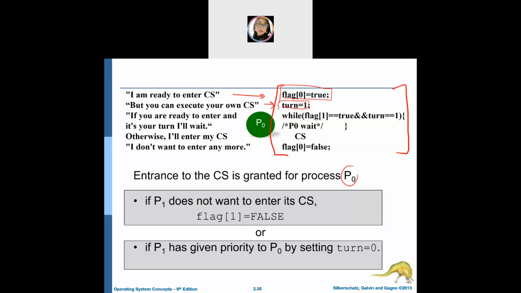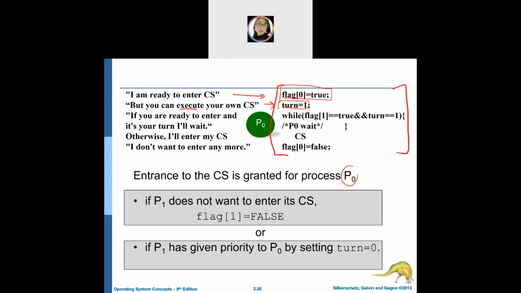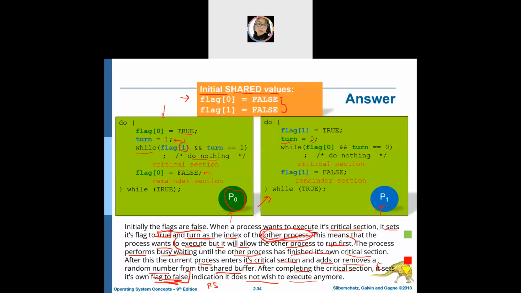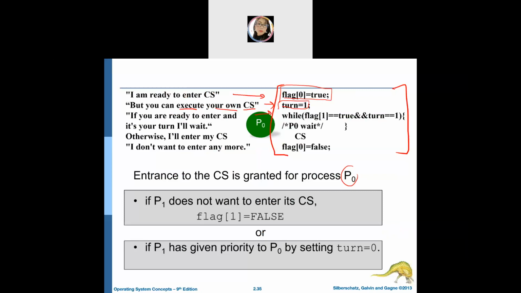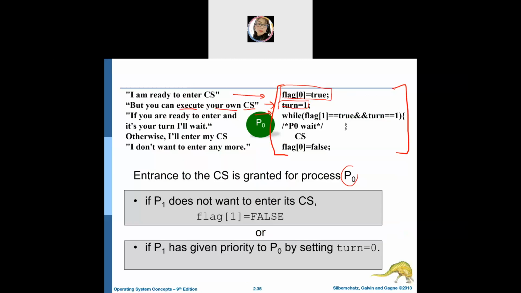What was mentioned just now for this line? This line mentions that you allow the other to execute first. You can execute your own critical section if you want to, but this one will allow the other process to run first. This line: if you're ready to enter and it is your turn, I will wait. That's why it's mentioned here, do nothing, it's just waiting. And for this part, otherwise I will enter the CS. Lastly, the line: I don't want to enter anymore.